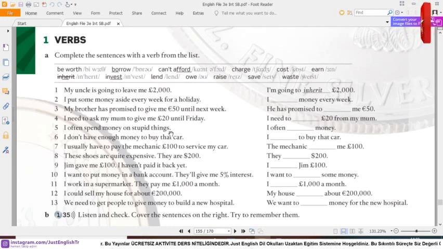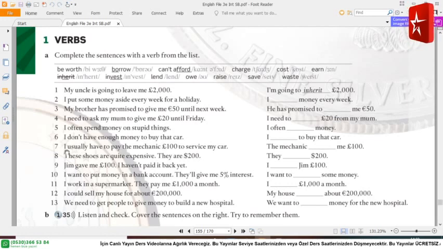Ibert says, can't afford means I don't have enough money. Yes, that's the correct answer. I don't have enough money to buy that car means I can't afford to buy that car. The car costs like 100,000 Turkish liras, but I don't have that amount of money. I have, for example, 60,000 or 70,000 Turkish liras, so I need 30,000 or 40,000 extra.